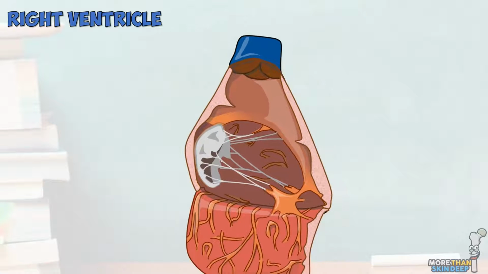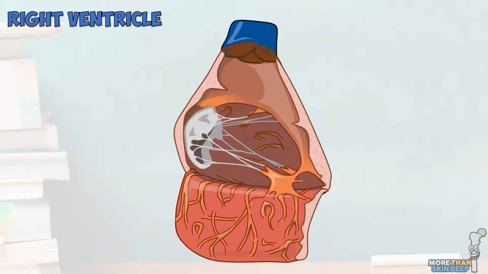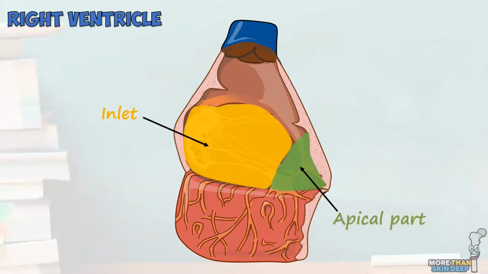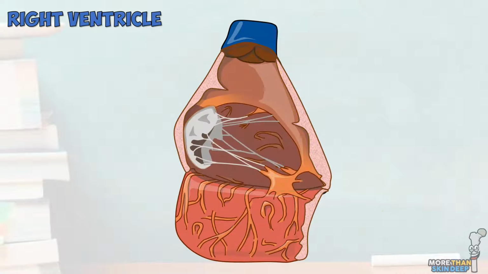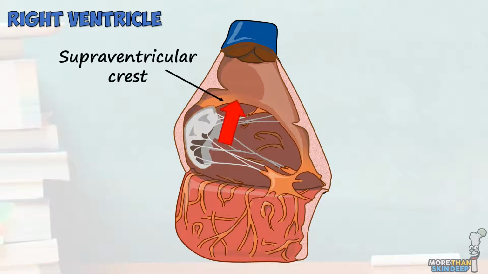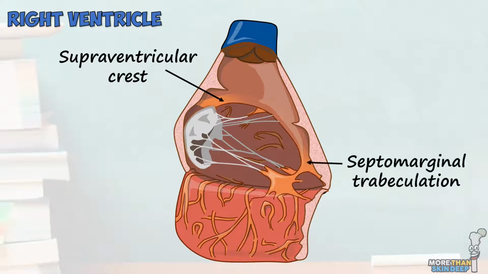On the internal surface, we can see that the right ventricle can be divided into 3 parts. These are the inlet, the roughly trabeculated apical part, and the outlet, which is a smooth muscular sleeve known as the pulmonary infundibulum. The inlet and infundibulum are separated by the thick supraventricular crest, which goes from the anterosuperior leaflet of the tricuspid valve to the anterior wall of the right ventricle and is continuous with a structure known as the septomarginal trabeculation.